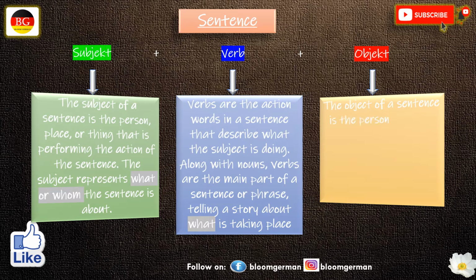The object of a sentence is the person or thing that receives the action of a verb. It is the who or what the subject does something to. Okay, now again our same example. I buy an apple. So what do I buy? I buy an apple. An apple is the object. What do I buy? Answer is an apple. So an apple is the object. Let's move on to our next slide.